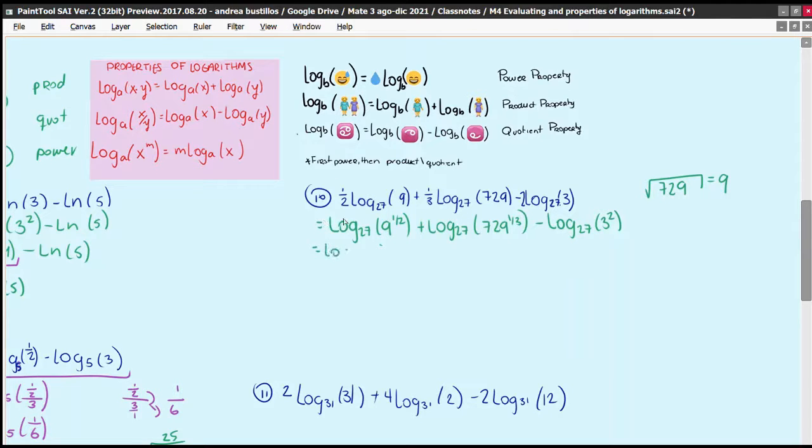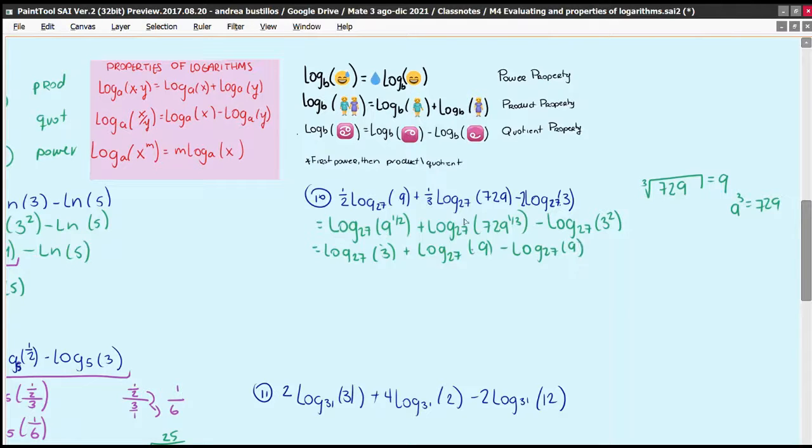Logarithm base 27 of 9 to the power of 1/2 is 3, plus logarithm base 27 of 729 to the power of 1/3 is 9. Why? Because 9 to the power of 3 is 729. So this is logarithm base 27 of 3 plus logarithm base 27 of 9 minus logarithm base 27 of 9.